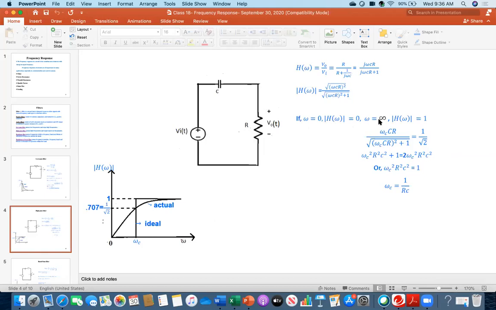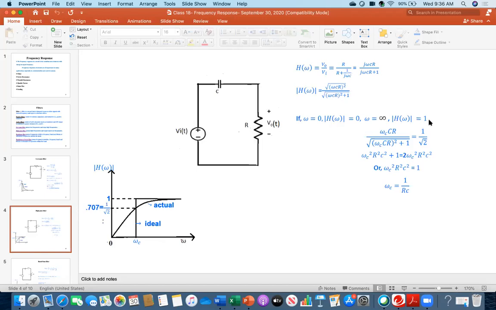And then when omega is infinity, everybody put omega value infinity. This means both numerator and denominator are infinity. So infinity over infinity is 1. So that's why H omega is 1. You see here, that very high value. So I'm assuming this is the high value in the ideal case. That's why that point is 1.